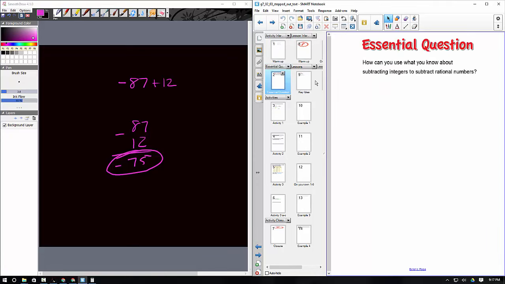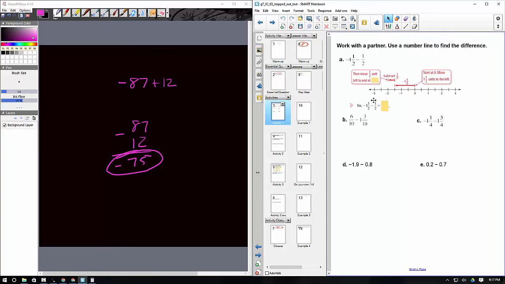Now the essential question is, how can you use what you know about subtracting integers to subtract rational numbers? So again, very similar to what we did in 2.2. We're going to go back through the same thing we did before, where we're going to write these out. So we start at 0, move to the left at 1.5, and then move to the left another half. And that's how you get to negative 2. You can do that for all of these. Notice that the values, or the fractions at least up here, are the same.